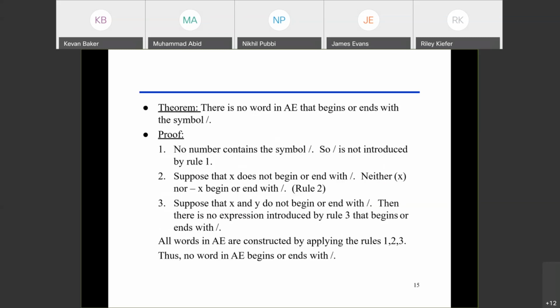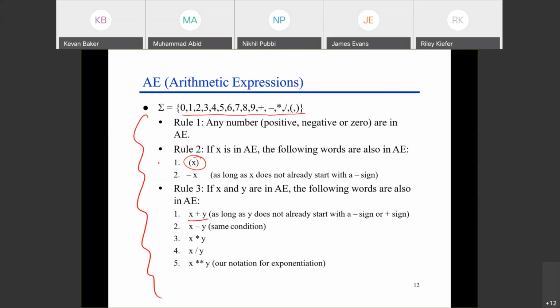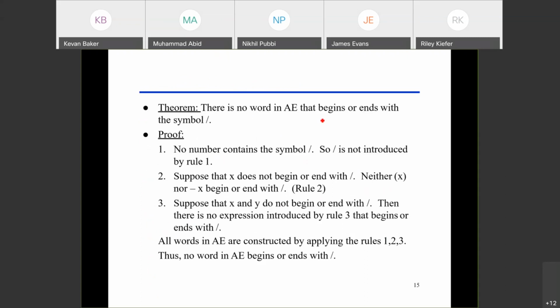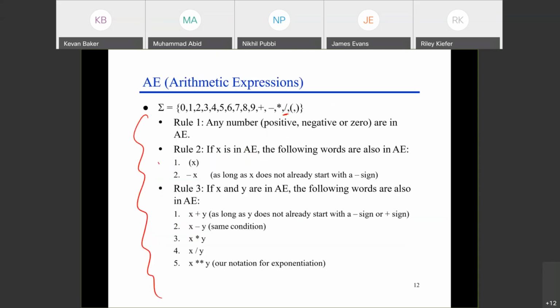So there is no word in AE that begins or ends with the symbol slash. Now this is tricky a little bit. If you see that slash is part of your arithmetic expression, okay? Slash is part of your arithmetic expression. But what we are saying is that an arithmetic expression will not start or end with slash. Now this is good. If you see this, yes, it is part of the summation, but according to rule 1, slash is not there.